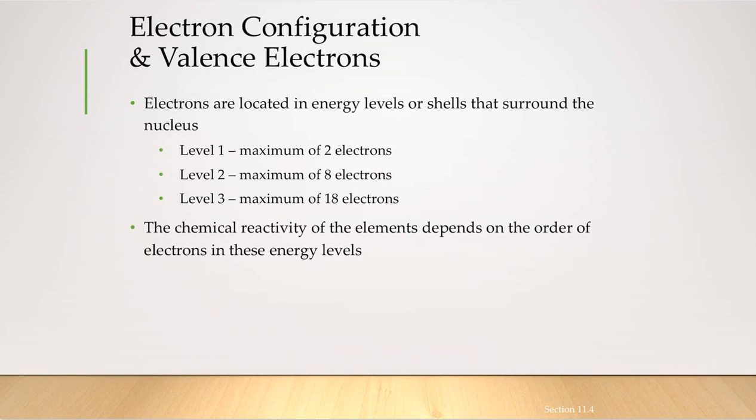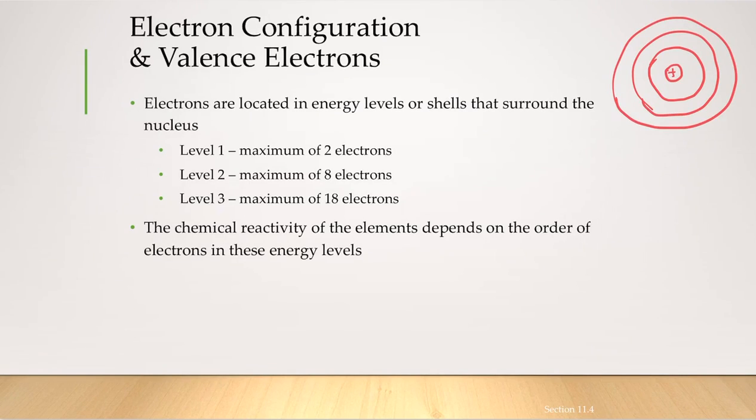Electronic configuration. What is electronic configuration? The electrons are arranged in various energy levels or shells that surround the nucleus. Suppose you take an atom. We know that the nucleus is in the center and we have the electrons around the nucleus. But where are these electrons located? The electrons are actually located in various energy levels around the nucleus.